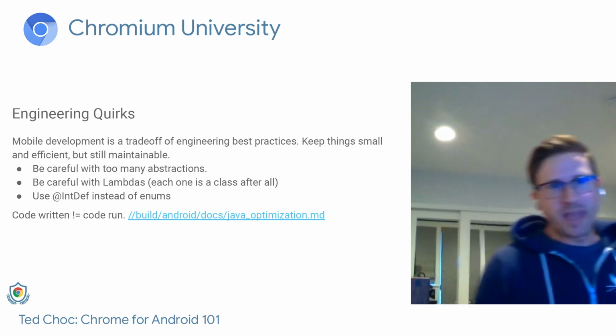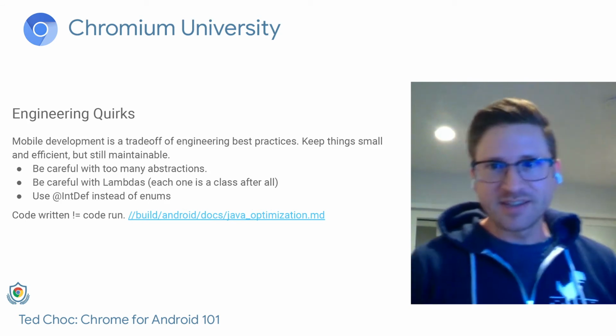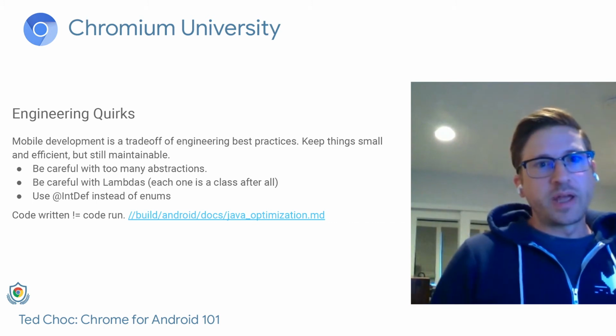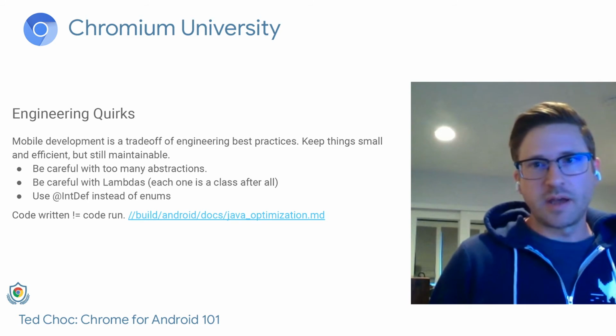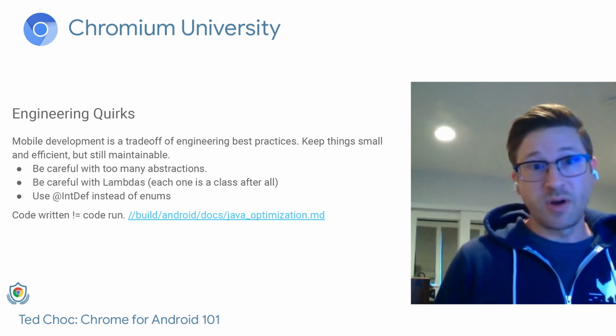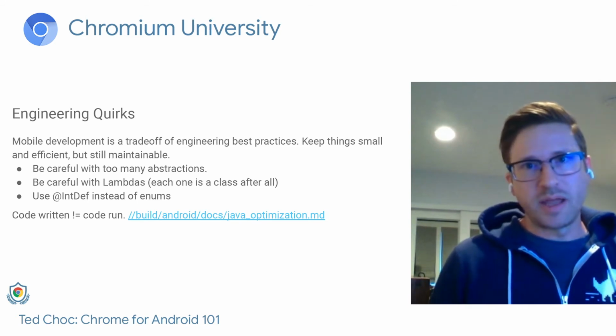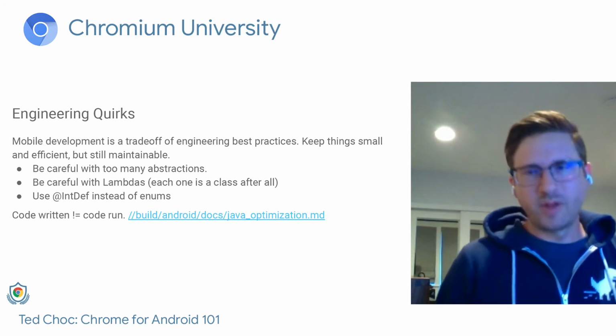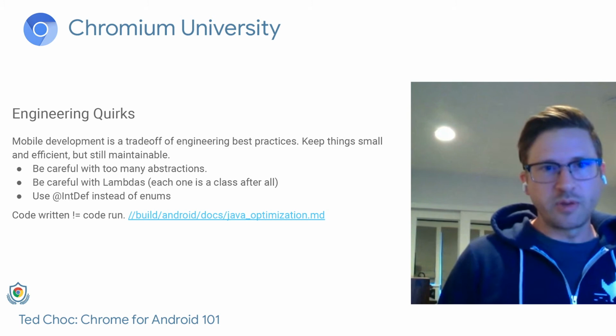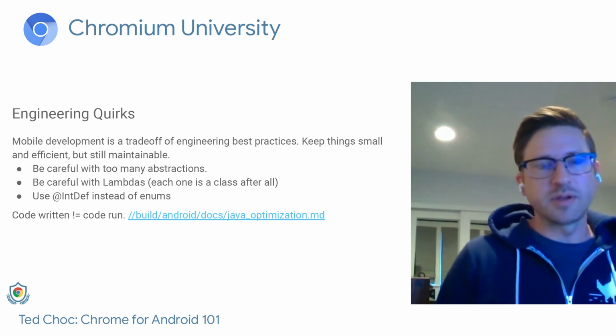This one's a bit of a painful one to talk about because it makes me sad as a software engineer. But mobile development is really a trade-off of best engineering practices. We have to make sure that we're keeping things small and efficient, but maintainable. And that can be a bit of a struggle where you often have to do things that feel a little gross, but it's because you really do want to keep the overall binary as small as you can.